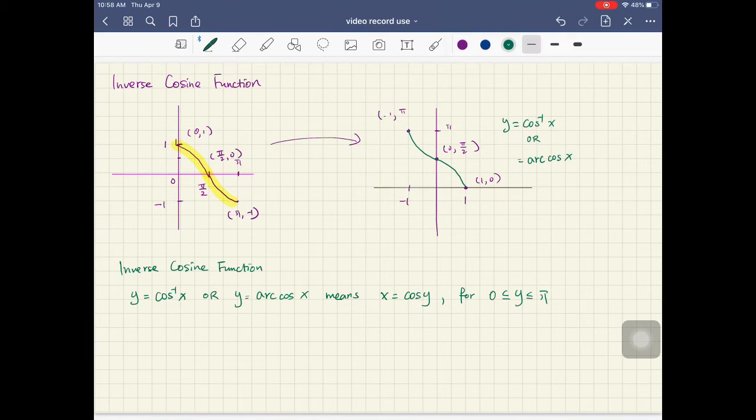So the range for the inverse cosine function is going to be between 0 and pi. And then the domain for the inverse function is still going to be between -1 and 1.